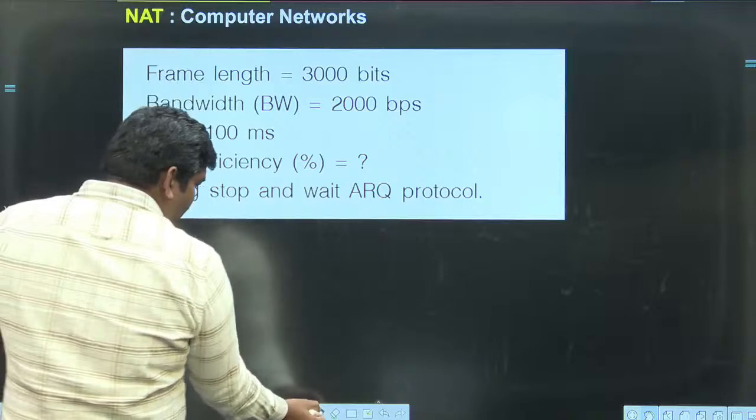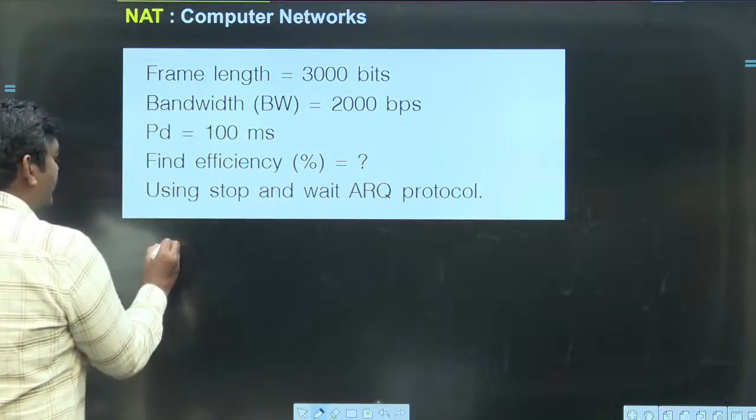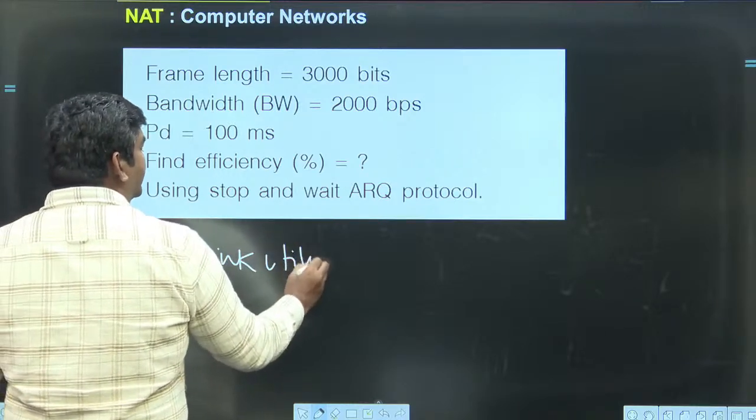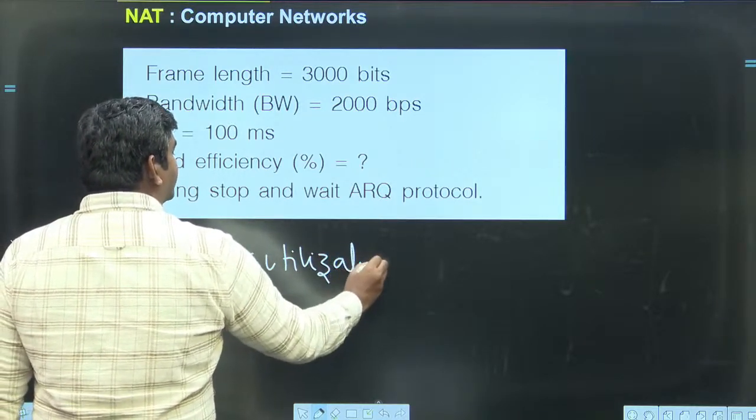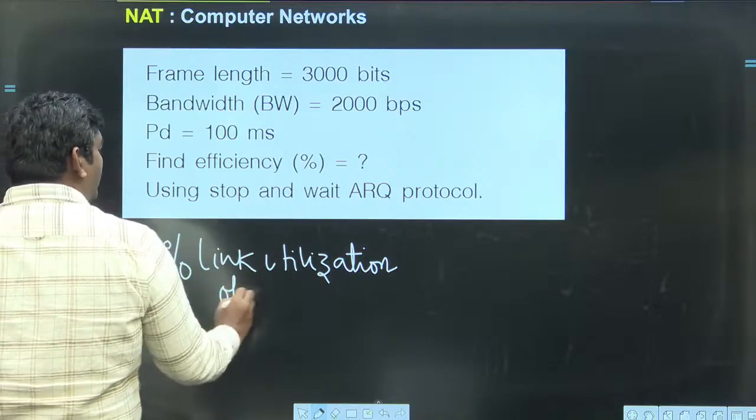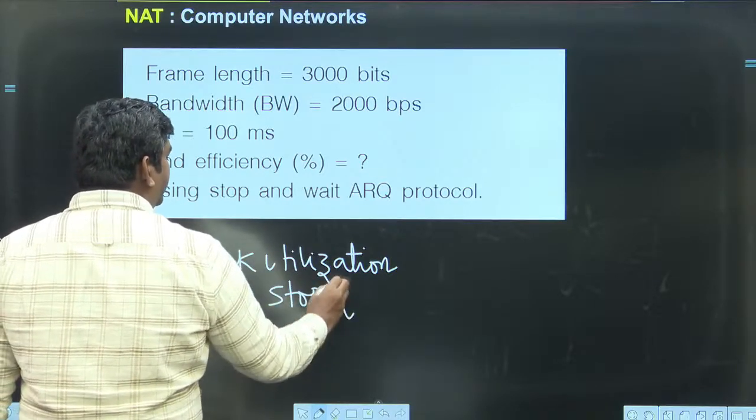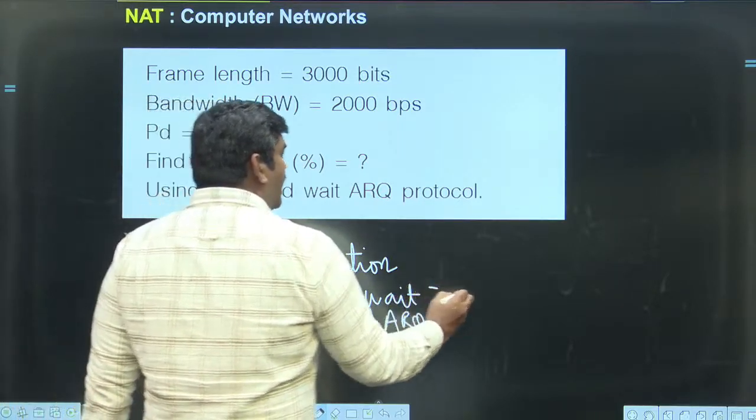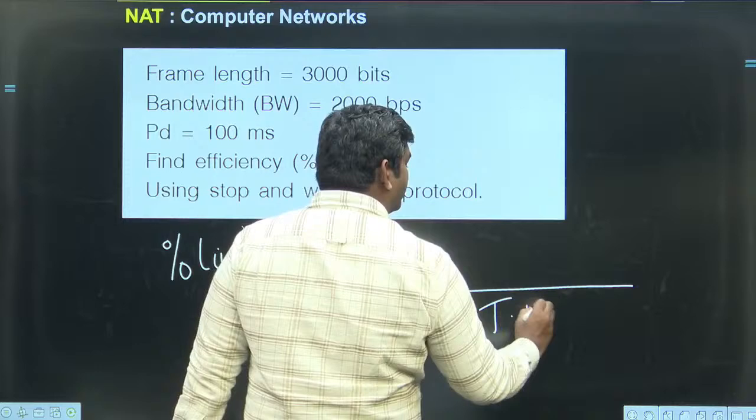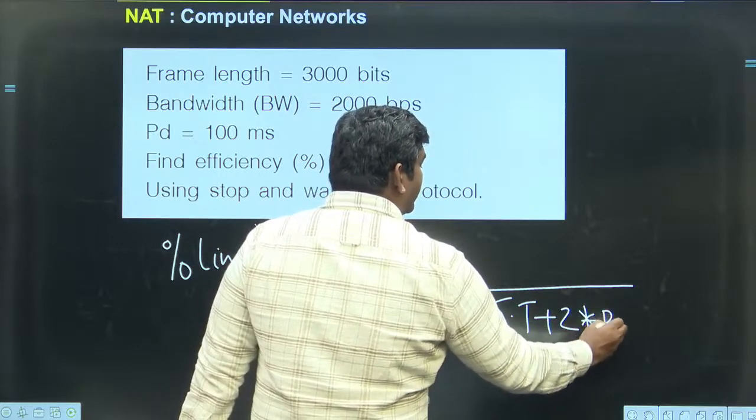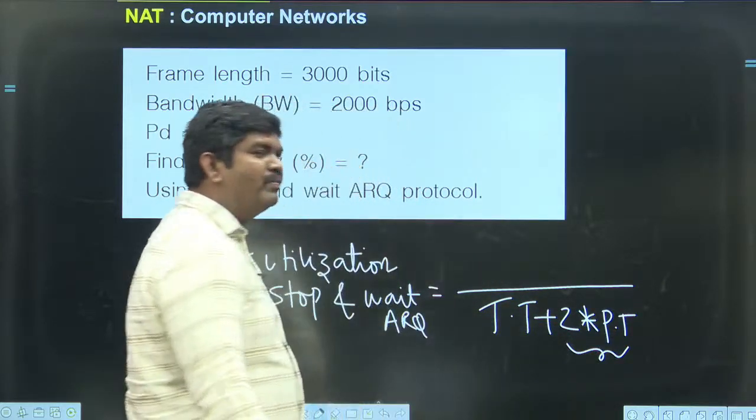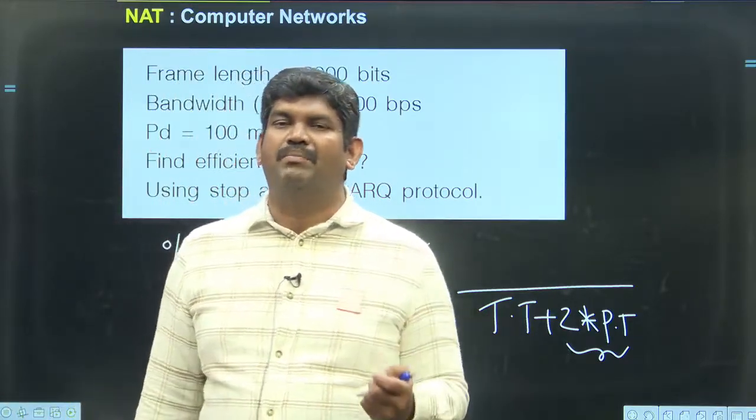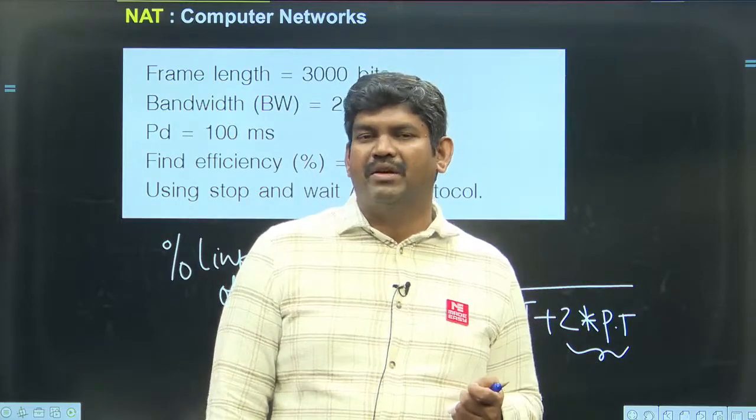See, basically for a stop and wait ARQ, when you talk about efficiency or the link utilization, see here the question is link utilization of stop and wait ARQ. ARQ means what? Automatic repeat request, and the total time is TT plus 2 into PT. Here why this 2 into PT? Because the only way you understand that your data is safely accepted by the receiver is with the help of acknowledgement. So on the other side PT is also considered.